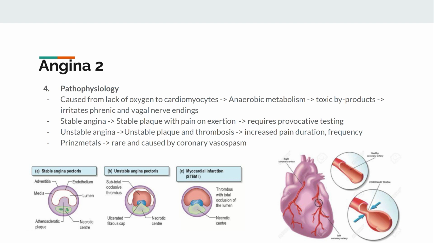Finally, Prinzmetal's, I've got that little diagram on the right. Essentially what happens is you have random coronary spasms where the coronary artery becomes constricted, and it undergoes something called a vasospasm. They're not really too sure why this happens, but it is a diagnosis of exclusion. So you need to rule out stable and unstable angina before you can say, oh, it's Prinzmetal's. And as I mentioned, it is pretty rare.